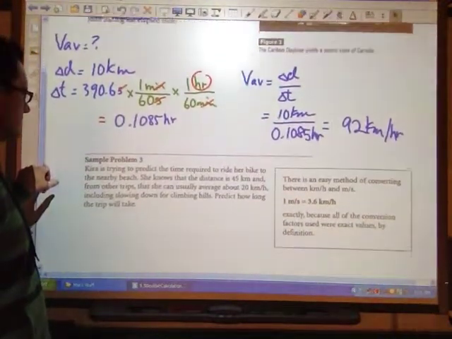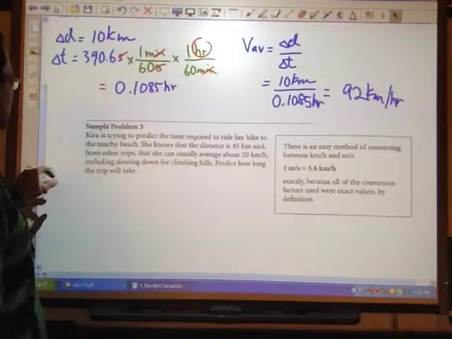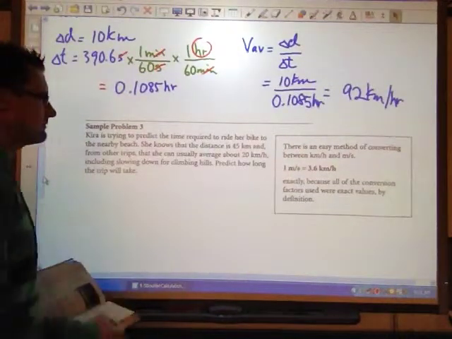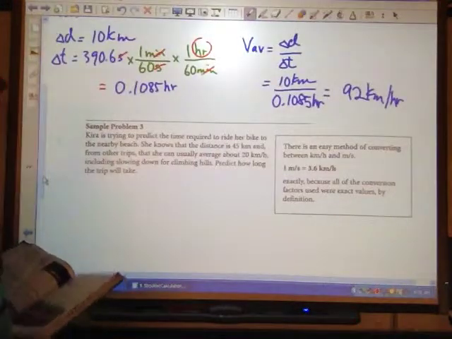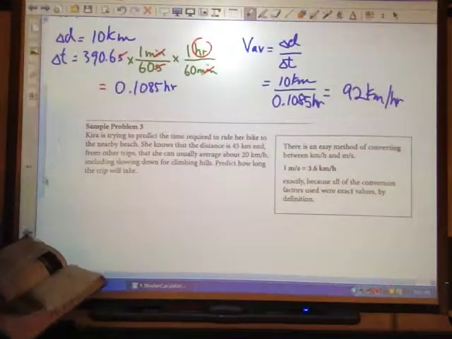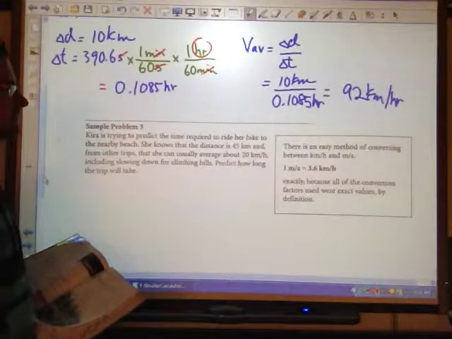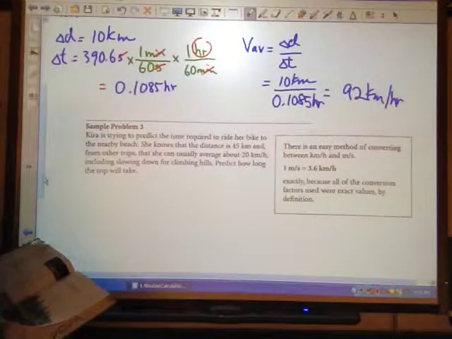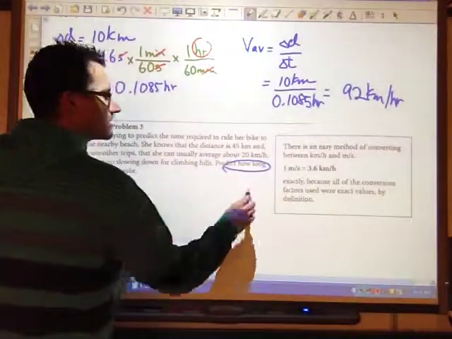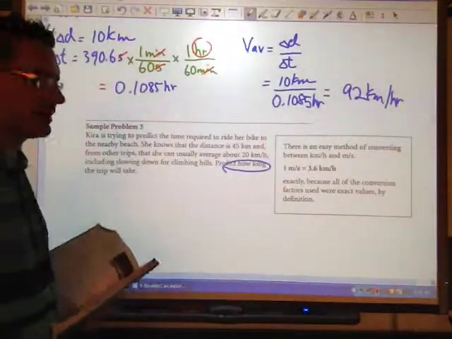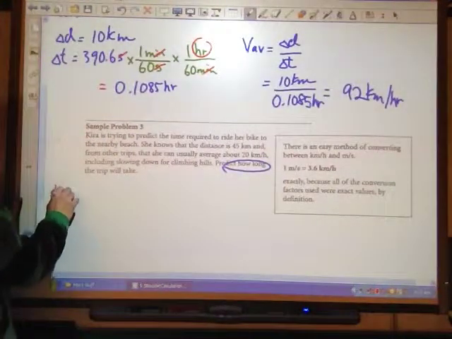Okay, we'll go through number 3 here. Kyra is trying to predict the time required to ride her bike to the nearby beach. She knows that it's a distance of 45 kilometers, and from other trips she can usually average around 25 kilometers per hour, including slowing down for climbing hills. Predict how long the trip takes. How long the trip takes? It's asking for time.